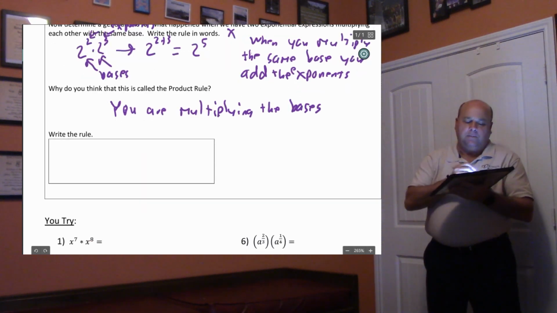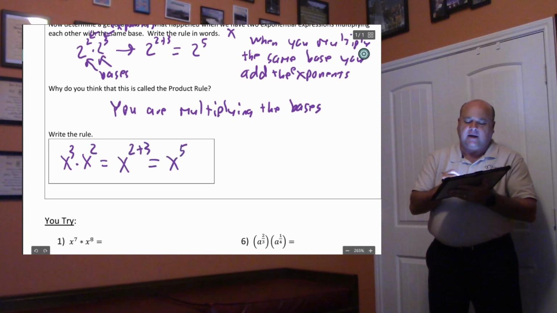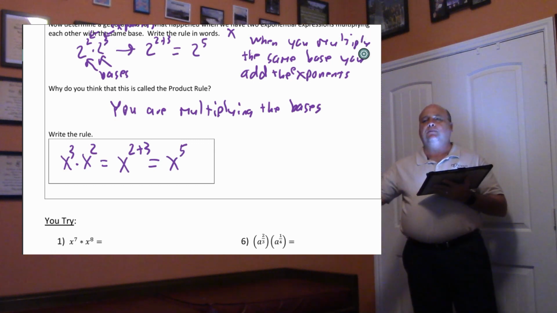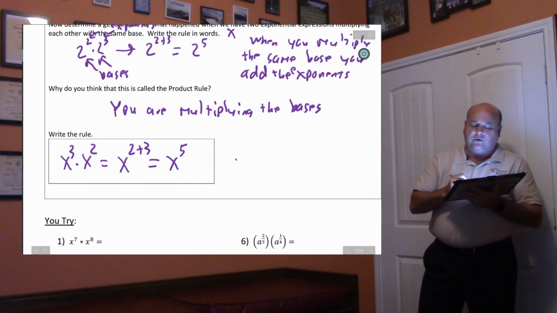Okay, the rule would be x to the third times x to the squared would equal x to the 2 plus 3, which is equal to x to the fifth. Okay, that's basically what the rule is. You could also use letters and do this.